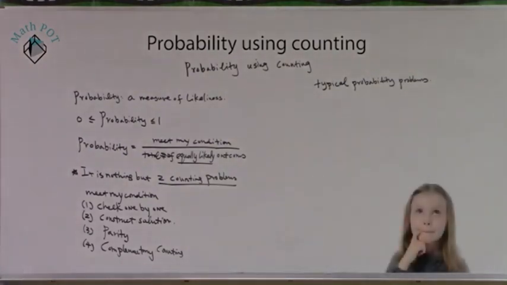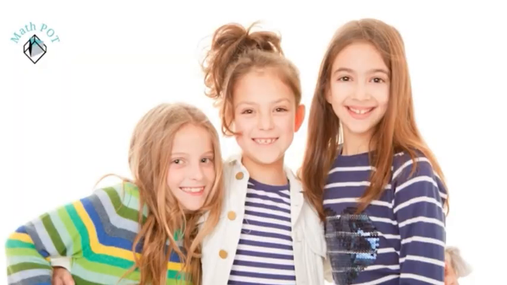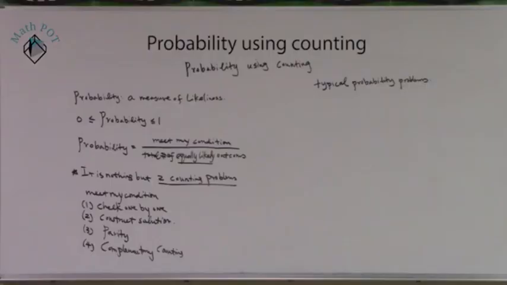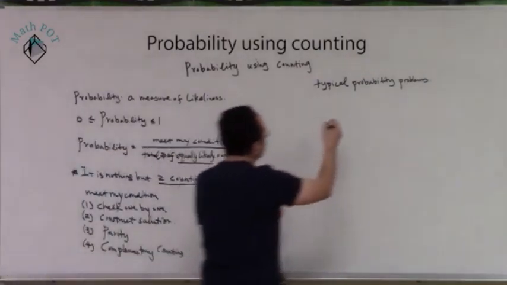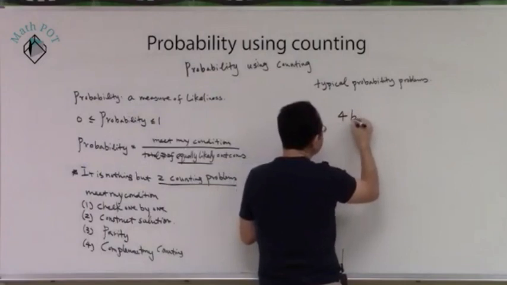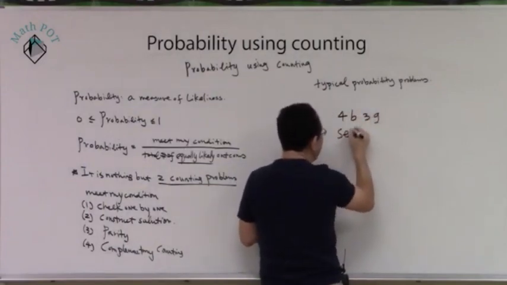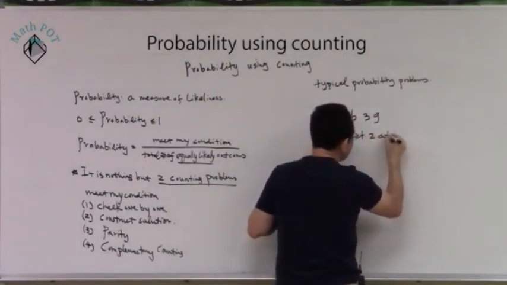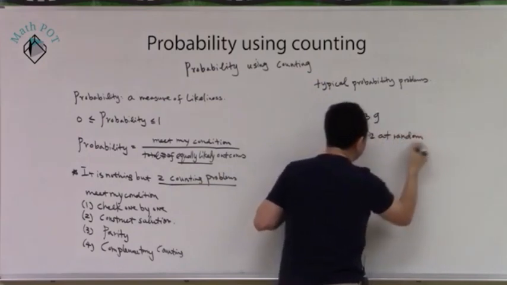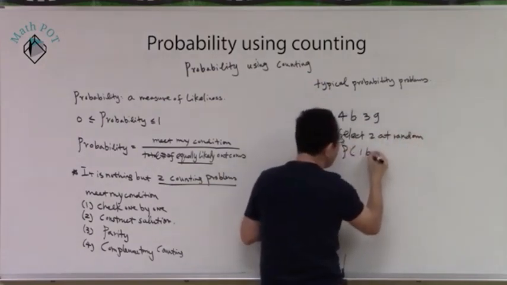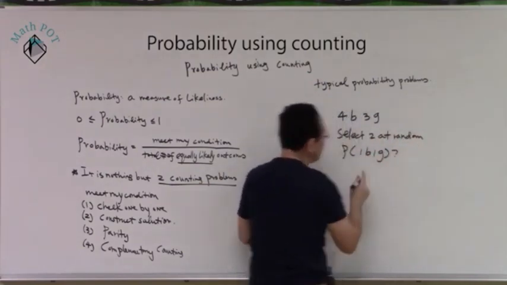So for example, we have 4 boys and 3 girls. We want to select 2 at random. So what is the probability of including 1 boy and 1 girl? So in a room, four boys and three girls, we want to select two. Select two at random, what is the probability of including one boy and one girl? Let's see how to solve this one.